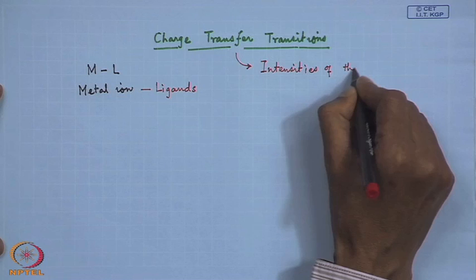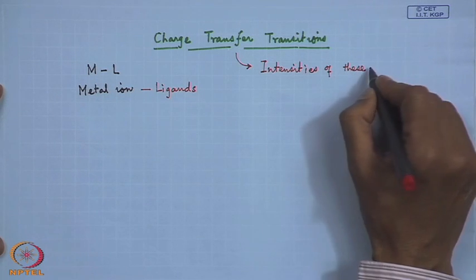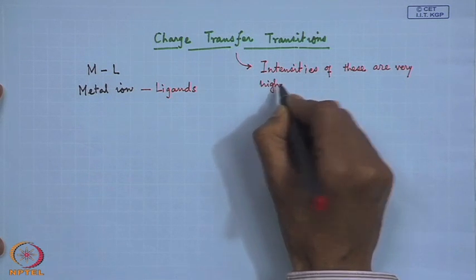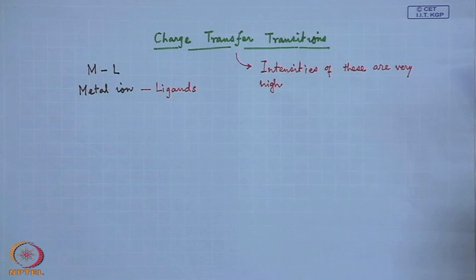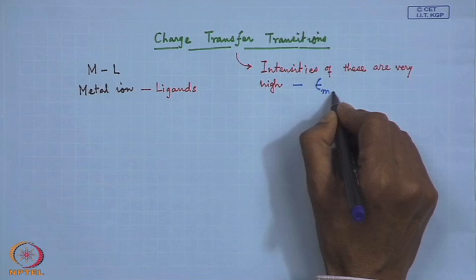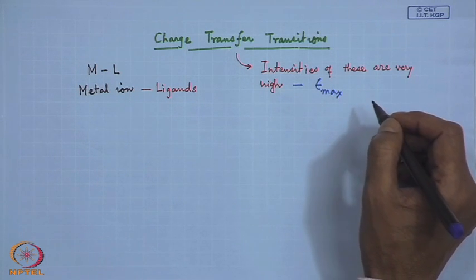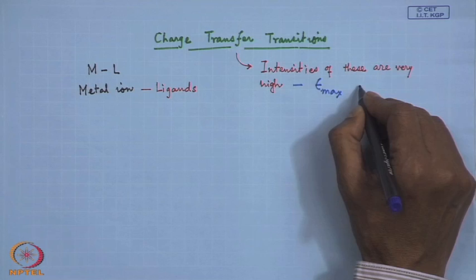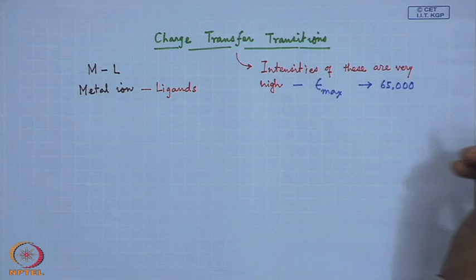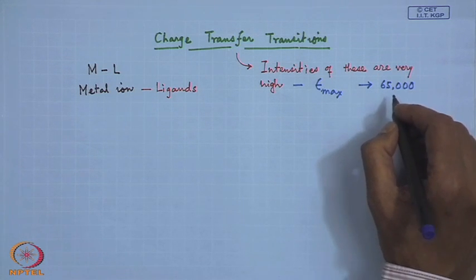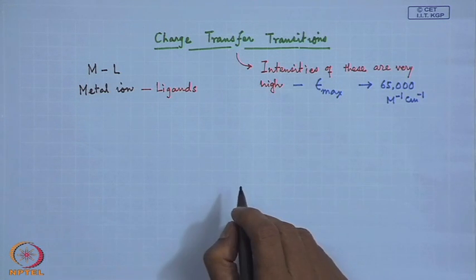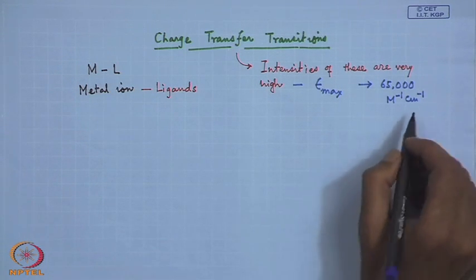The intensities of these transitions are very high. And we have also seen earlier that the corresponding epsilon max, which is characteristic of these charge transfer transitions, can go up to say 65,000 or 50,000 or sometimes several lakhs, in units of liter mole inverse per centimeter inverse.